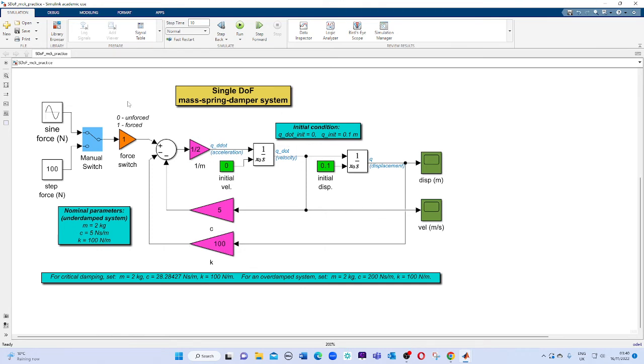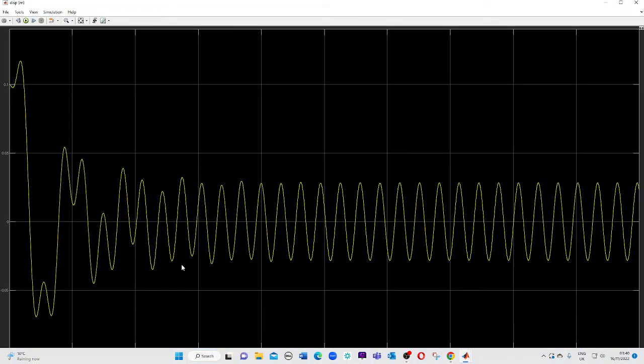Now let's run the whole single degree of freedom spring mass system, and let's see what we have at the displacement. Here you are. Here we have the sinusoidal response. So from here, our maximum displacement gives us something around 0.15 here.